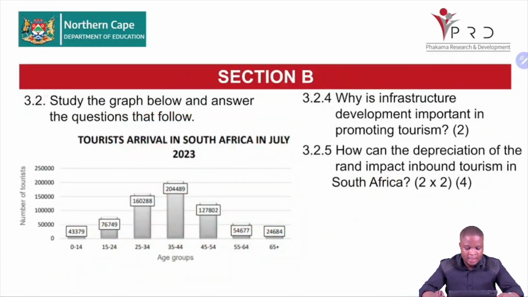Let's move to our data response question. We have 3.2.4, 3.2.5. 3.2.4, why is infrastructure development important in promoting tourism? 3.2.5, how can the depreciation of the rand impact inbound tourism in South Africa, people coming in? Right, you'll write your points here. Here is 2 marks, 1 sentence. Here is 4 marks, 2 sentences for this one. 2 times 2, you get your full 4 marks. You are given 5 minutes.